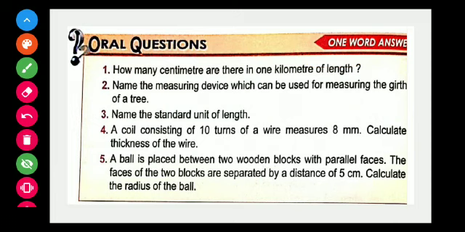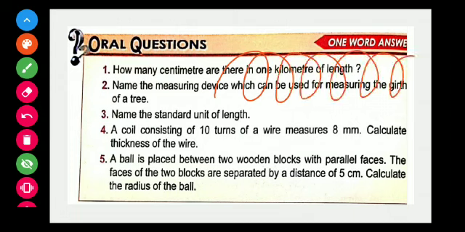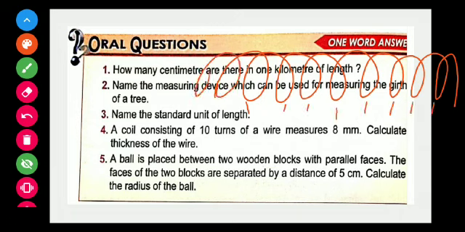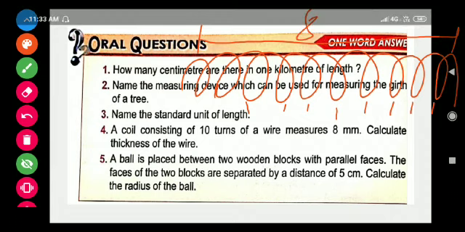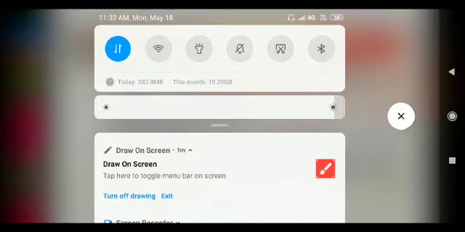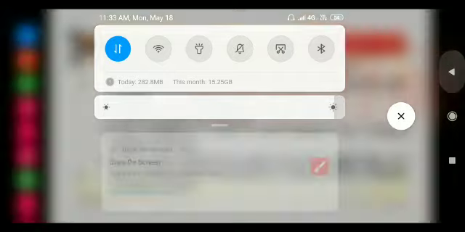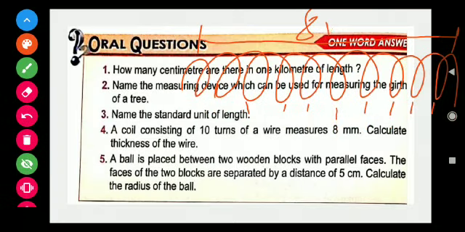Next, a coil consisting of 10 turns of wire measures 8 mm. Calculate the thickness of the wire. What is the question? For example, these are your 10 turns: 1, 2, 3, 4, 5, 6, 7, 8, 9, 10. The measurement of 10 turns of wire is 8 mm.